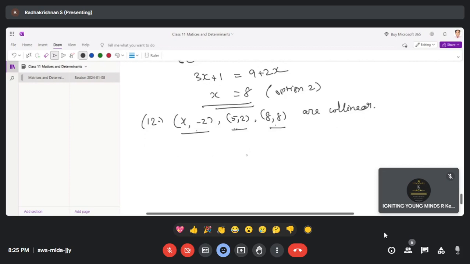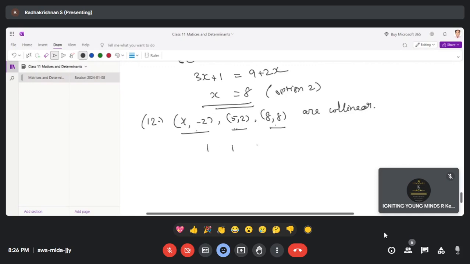So the area would be 0, sir. The area will be 0. So you put the formula for triangle and equate it to 0, and you can determine the value of x from that. So what is the formula for area?